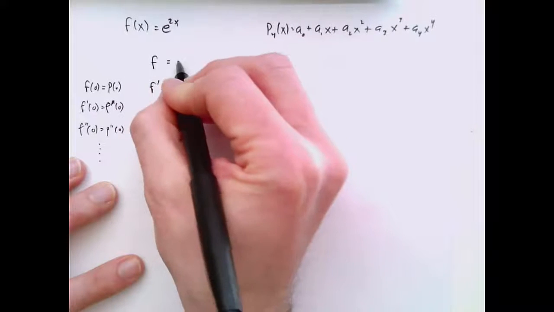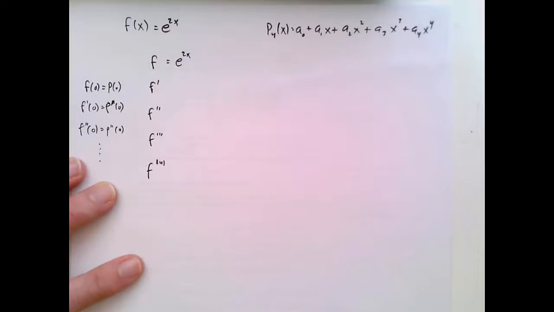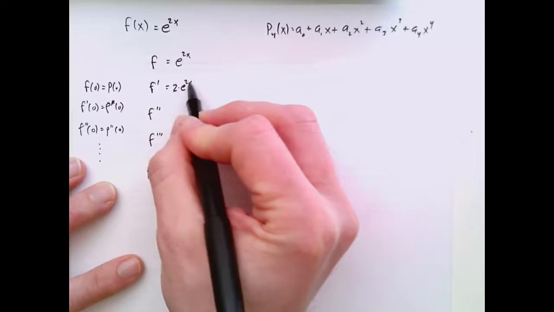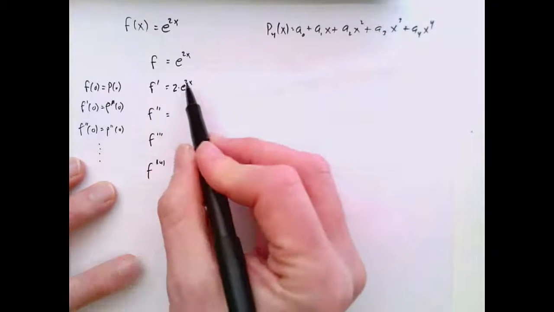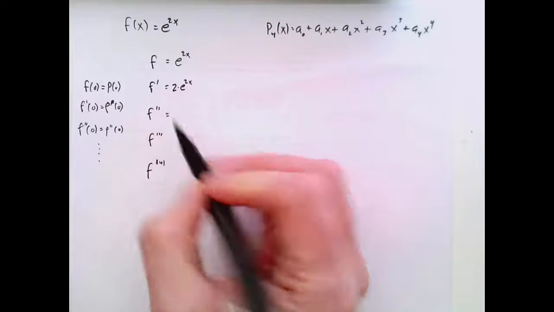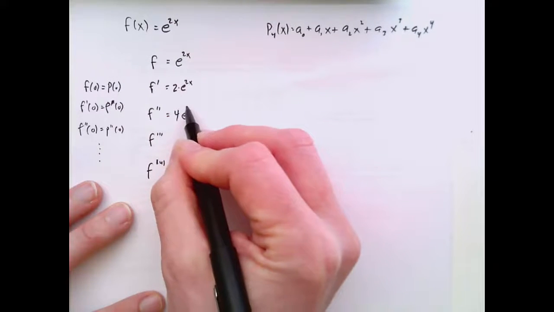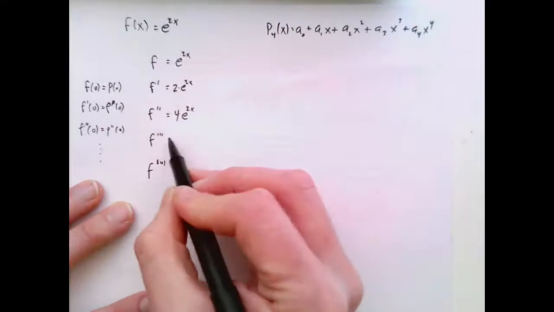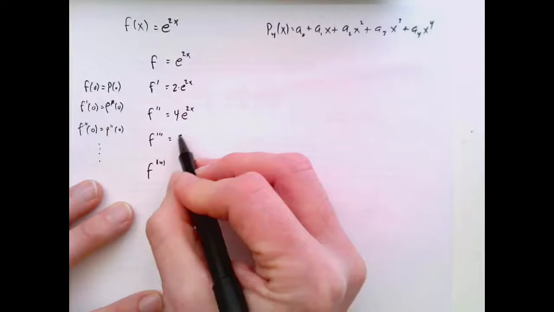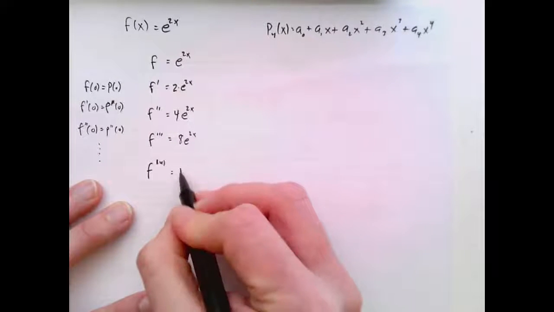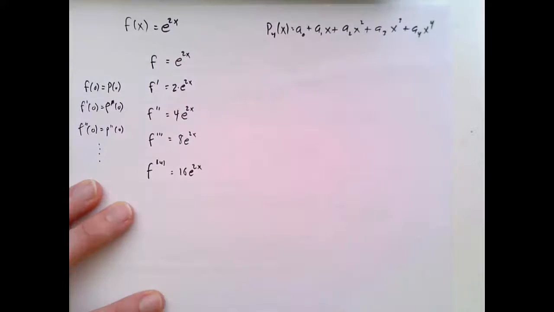All right, so f is equal to e to the 2x. And let's just take the derivatives. So this is 2 e to the 2x. When I take the derivative here, another 2 comes down. So let's go ahead and write it as 4 e to the 2x. And then another 2 will come down, so this will be 8 e to the 2x. And another 2 will come down, so this will be 16 e to the 2x. Okay, so far so good.